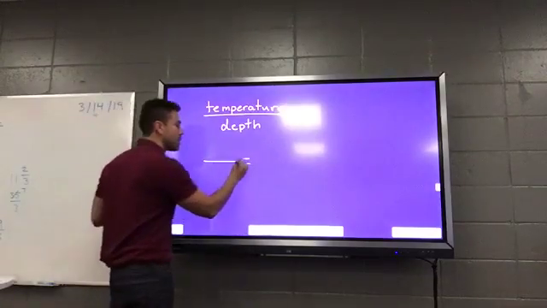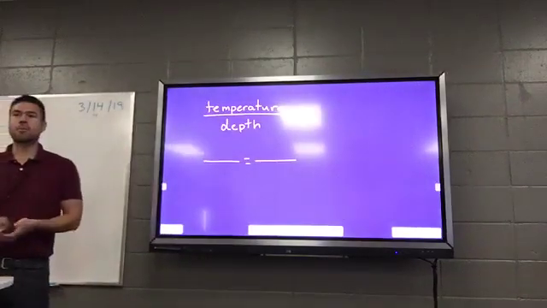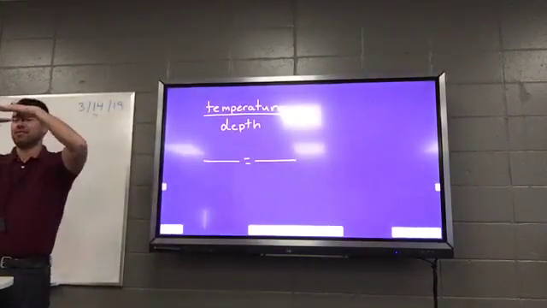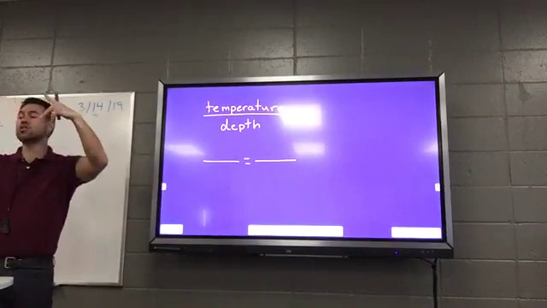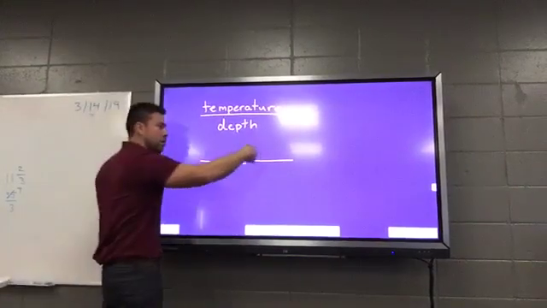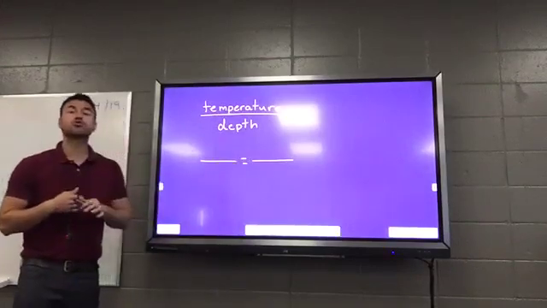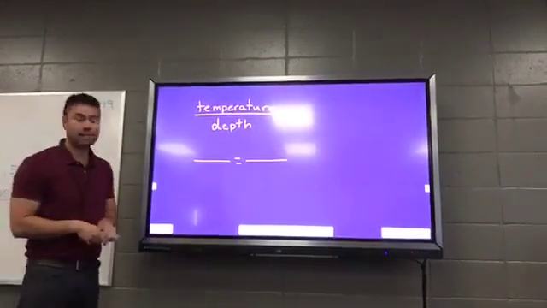Okay, so here's our proportion setup. What does a proportion always have to have? An equal sign and two ratios. Ratio here, ratio there, and they equal one another if it's a true proportion.